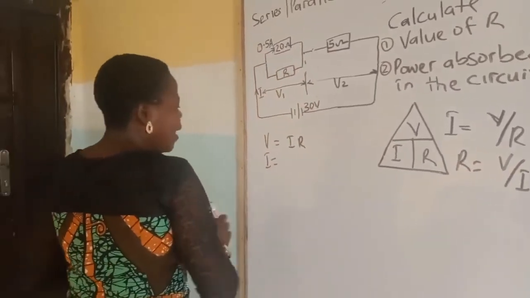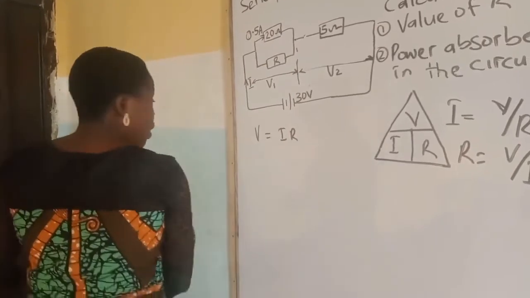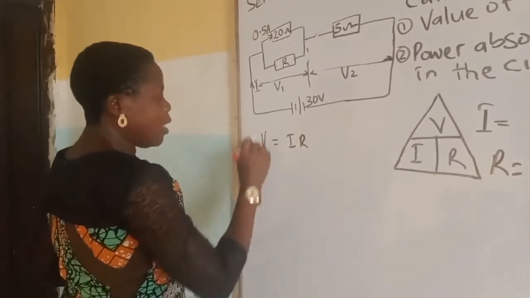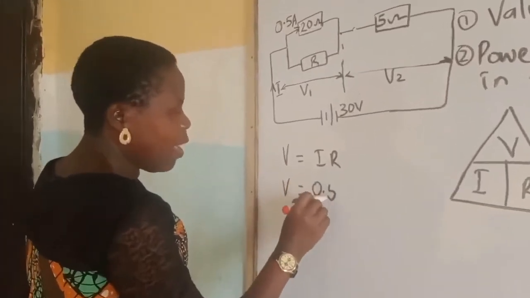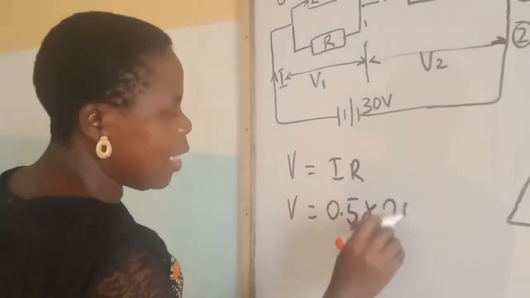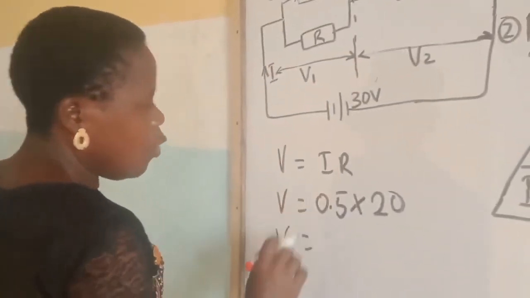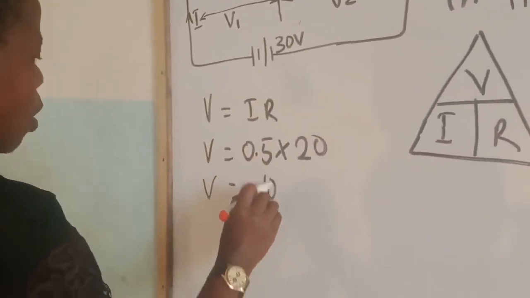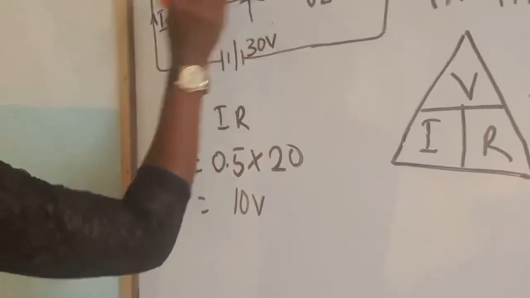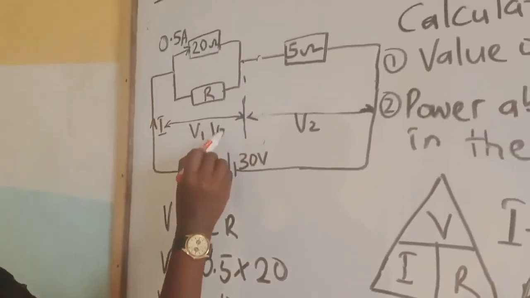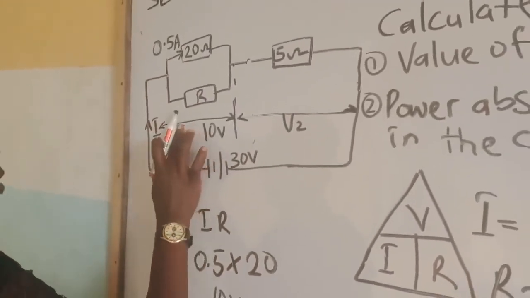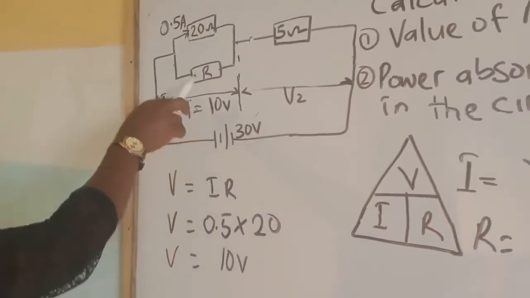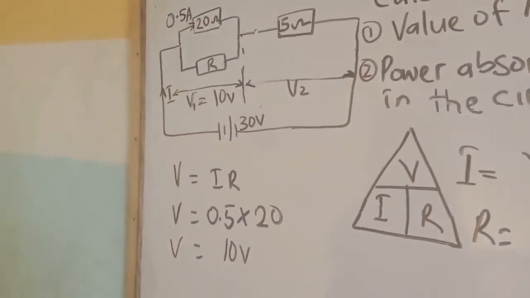So what we are applying here now is showing that we want to calculate voltage. What is the applied voltage? The current applied is 0.5 multiplied by 20. So this one will give us 10 volts, which means the voltage between here and here will be 10 volts. V1 is equal to 10 volts. Now, that is the same voltage that is common to both.